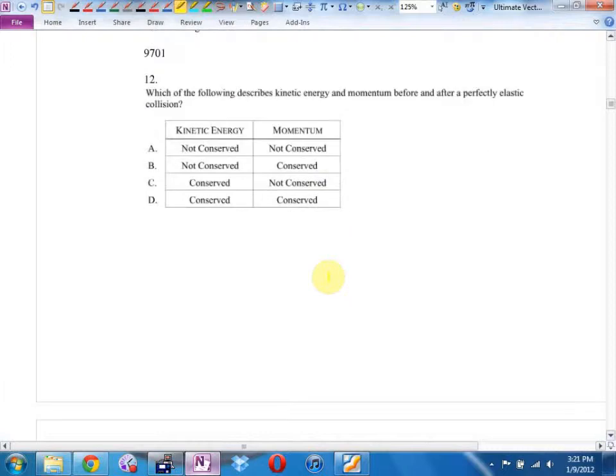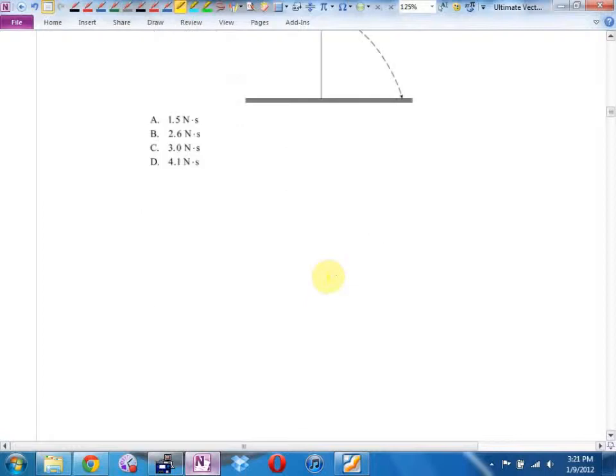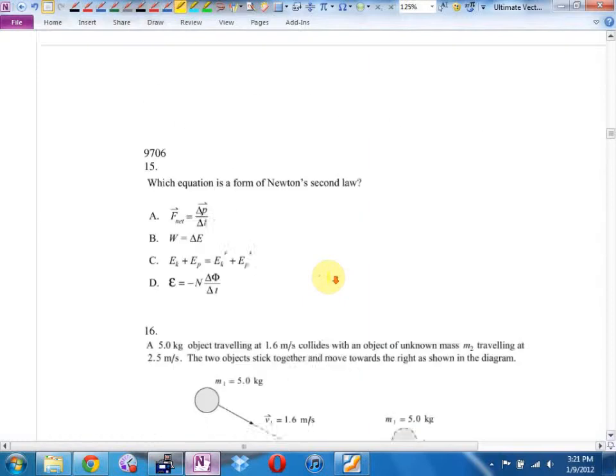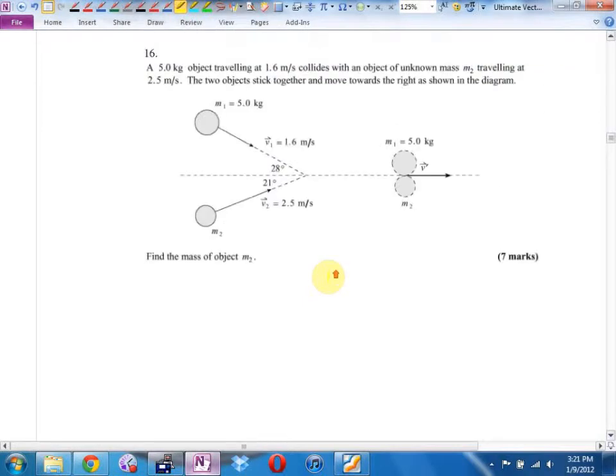Let's find a good written question. So you guys are okay on the angular ones? Here, another angular one, except the masses stick together. Okay. Little twist in number 16. They're asking you to find the mass of object M2. Really quickly.